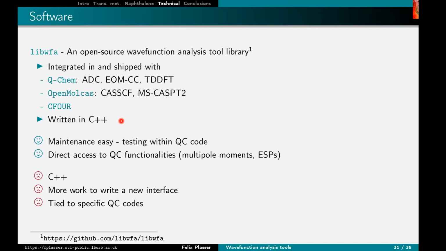The downside is, first, it's written in C++. I don't get C++, but it was written that way, and so ultimately it's more work to write a new interface because it's a more rigorous framework, and then you're tied to specific quantum chemistry codes. So for example, QChem is commercial, so I have all these features, but only paying users of QChem can use it. So that's the downside of this type of development model.